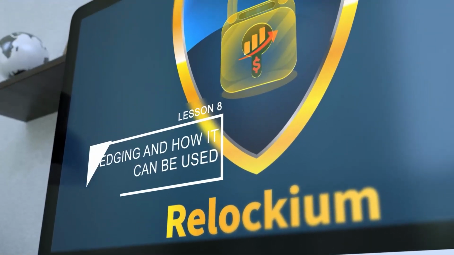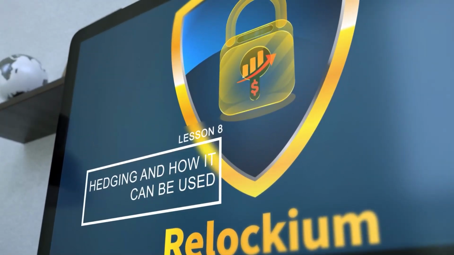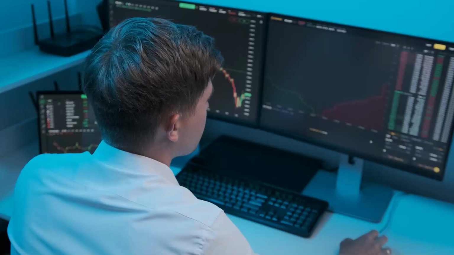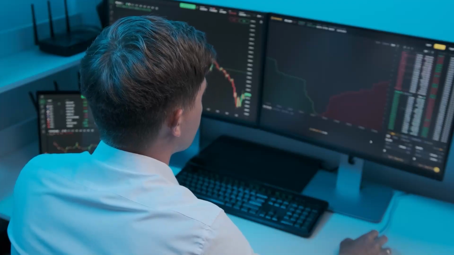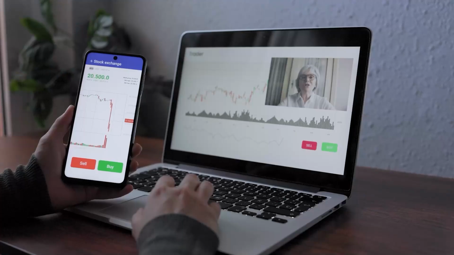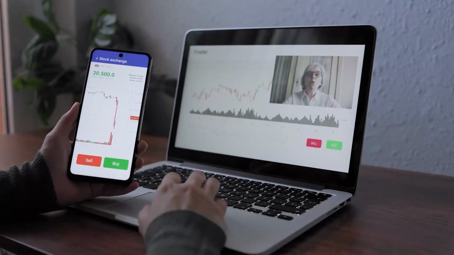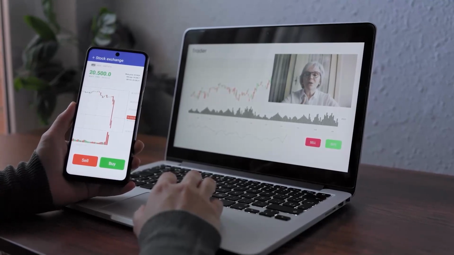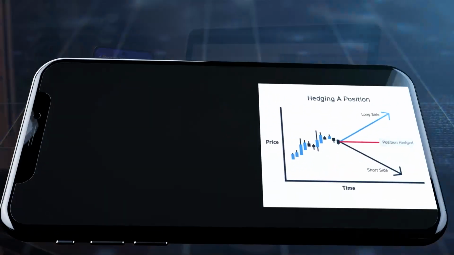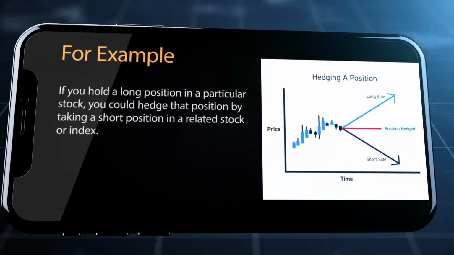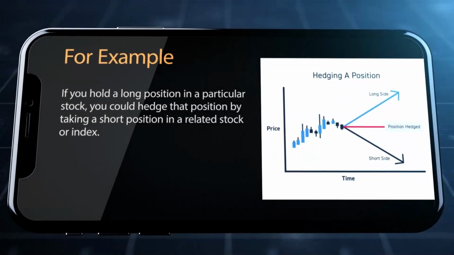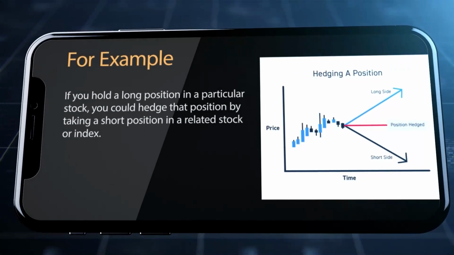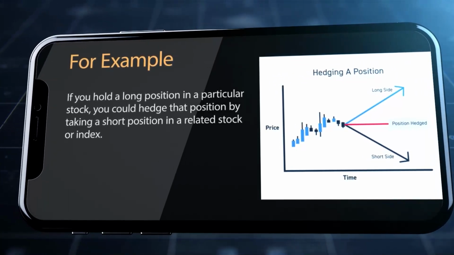In this chapter, we will be discussing hedging and how it can be used to manage risk in trading. Hedging is a risk management strategy that involves taking an opposite position in a related asset or security in order to offset potential losses from an existing position. For example, if you hold a long position in a particular stock, you could hedge that position by taking a short position in a related stock or index.